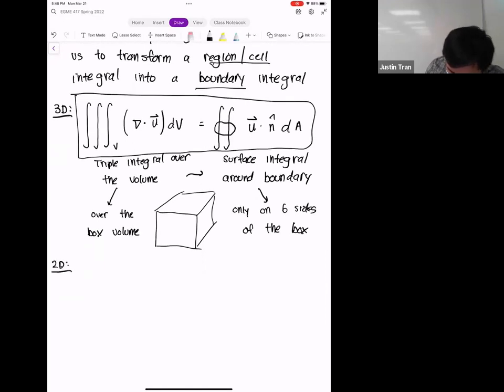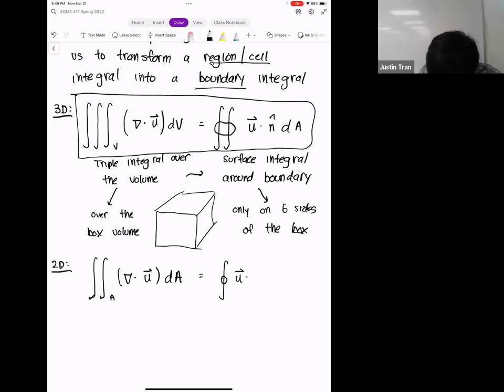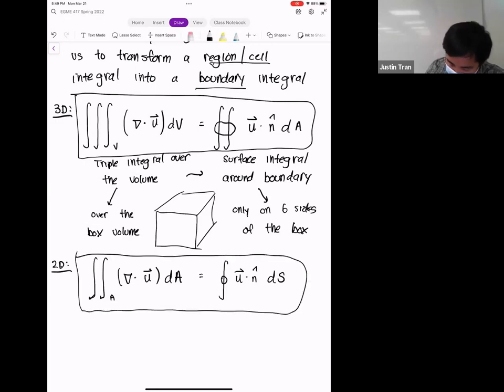All right, so let's look at the 2D version. And so a 2D region of space is an area. Okay, so we're going to have a double integral. And just like above, the requirement for this is that your integrand has to be a divergence of some kind. Okay, so divergence of u, dA. Okay. And on the other side, we have a line integral around the boundary.